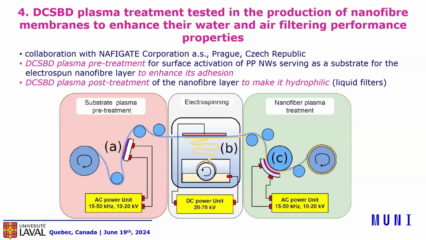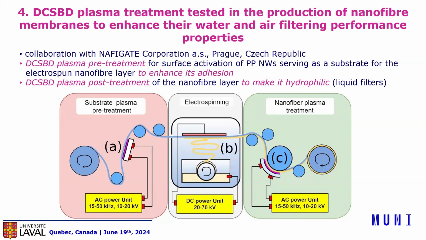Maybe electrospinning method. It means that you have an electrode, and here is the solution. Due to the high voltage, you are creating the nanofibers which are collecting on the substrate. Very often the substrate is made from polypropylene nonwovens, and the main problem is low adhesion between this nanofibers layer and substrate. So here you can see the scheme of the process.